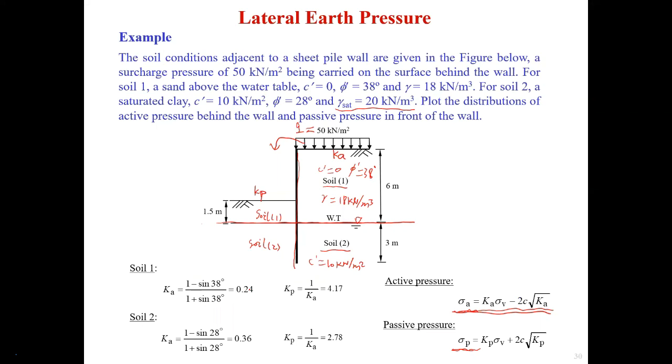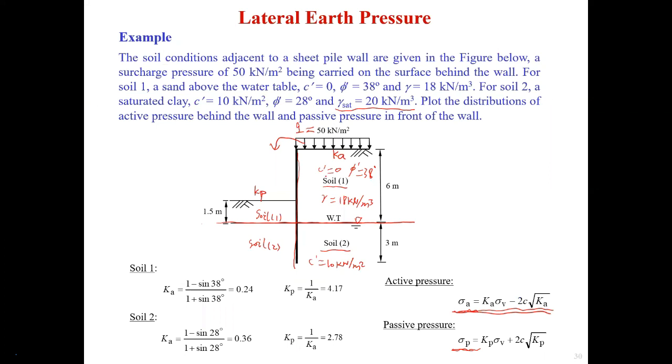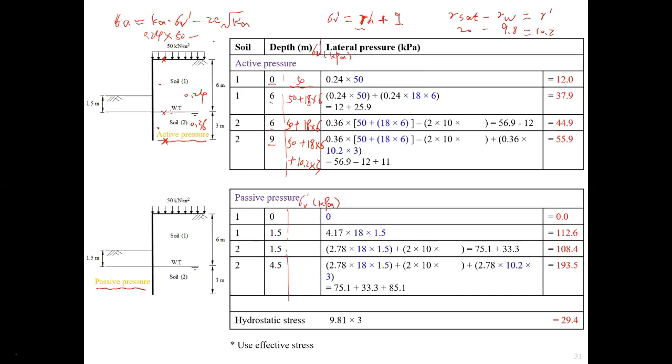So Ka is 0.24 and 0.36. So 0.24 times this one, minus 2C, but we already labeled clearly. You see, for soil layer one, the C equals zero, so we don't need to apply it. So we can put the Ka term here, the square root of Ka. Eventually we just get this term: 0.24 times 15, and that's the corresponding lateral earth pressure. That will be sigma H or sigma H prime in kPa. So that's for the first point.